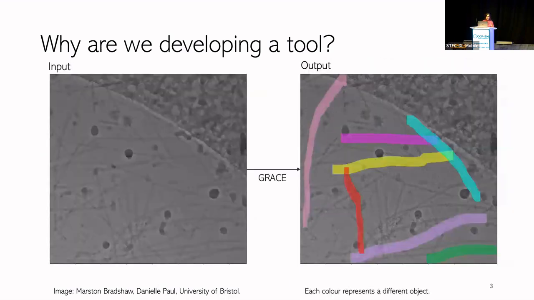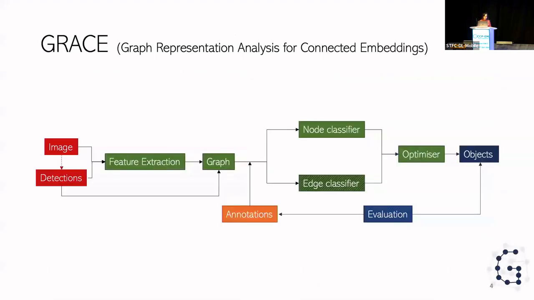And the idea is that we go from an input image where you've had your detections, and we can actually individually detect the different objects in it. In this case, it's filaments. And in each color on the right side, you can see that would represent a different object. So for this, we developed GRACE, which is the graph representation analysis for connected embeddings. And this is more or less the workflow that we have, and then I'll walk you through a little bit.